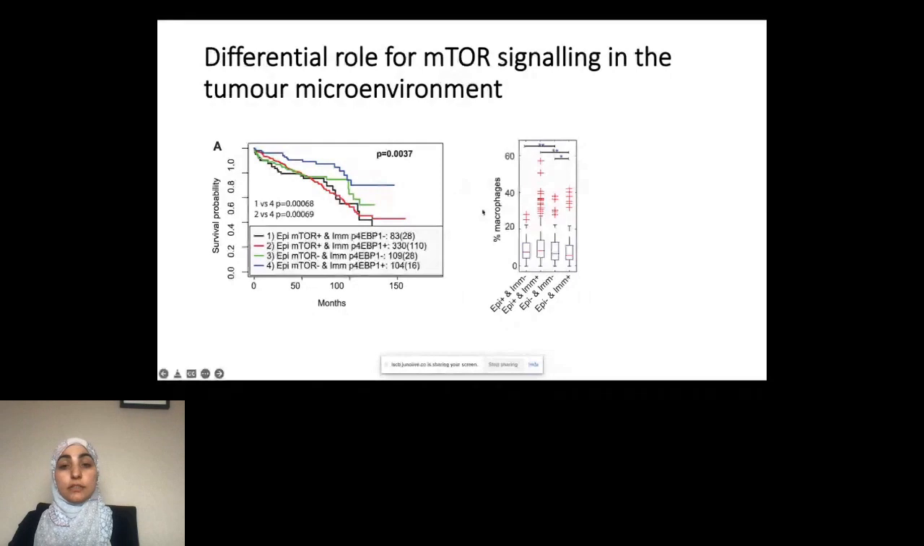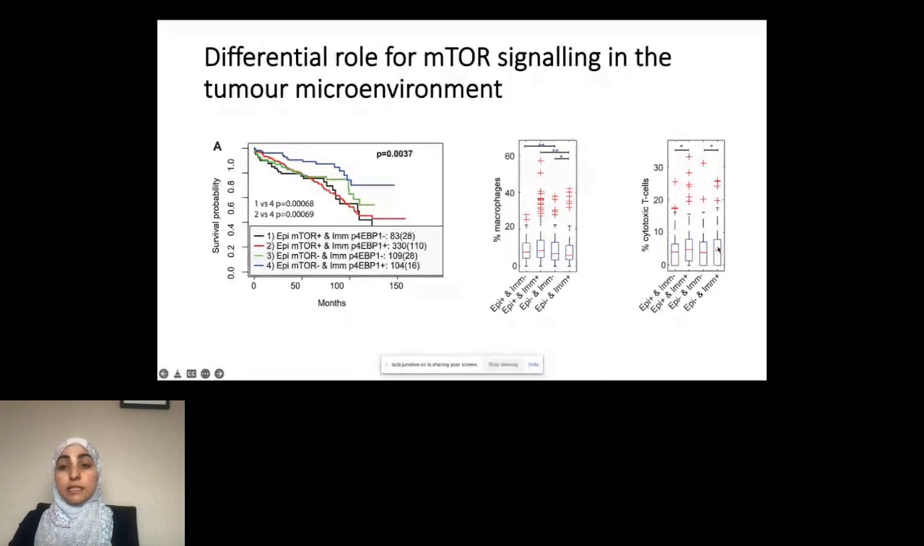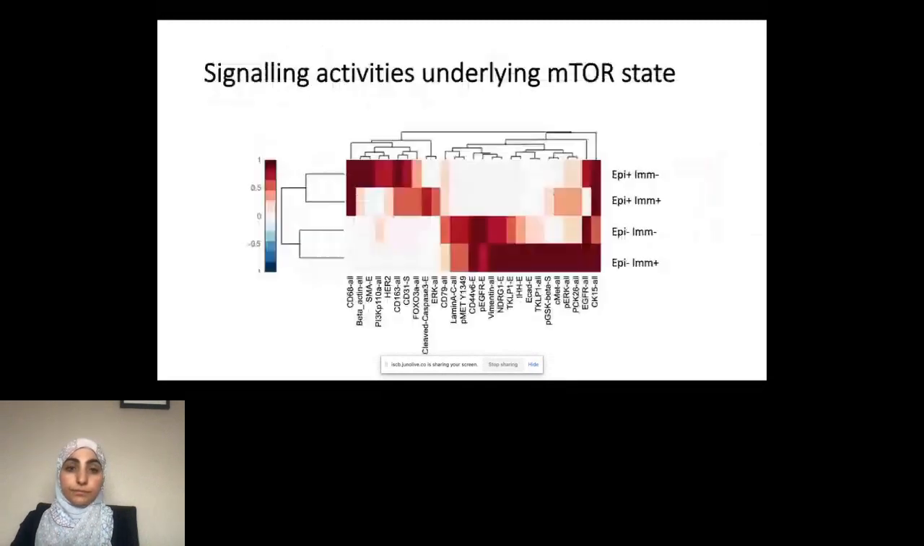Looking further, I also found that in this particular class of patients that have better outcome, we see a reduced amount of macrophages, which are associated with worse outcomes. So this is consistent, as well as we see an increased number of cytotoxic T cells in both groups that have immune positive mTOR. This is very interesting because without this single cell analysis and determining the influence from the different cell types, these results might be missed.